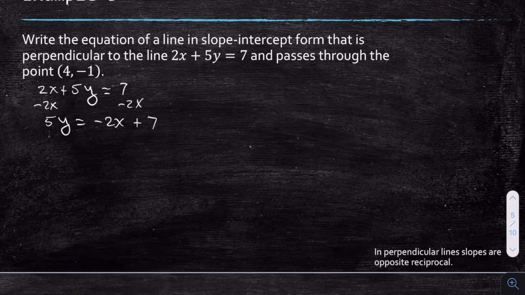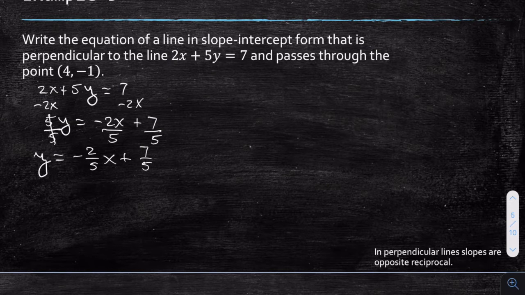And now I don't have slope-intercept form yet. We still need that, but it's going to take dividing all terms by 5. And so we have y now by itself, because 5 cancels here. y = -2/5 x + 7/5. And there we are in slope-intercept form.